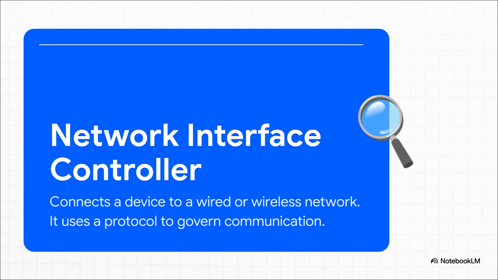The very first stop is the Network Interface Controller, or NIC for short. You can think of it as the passport control for your computer. It's the part that takes the digital data from your machine and translates it into a signal that can actually travel, either an electrical pulse down a wire or a radio wave for Wi-Fi. It is the literal gateway out.